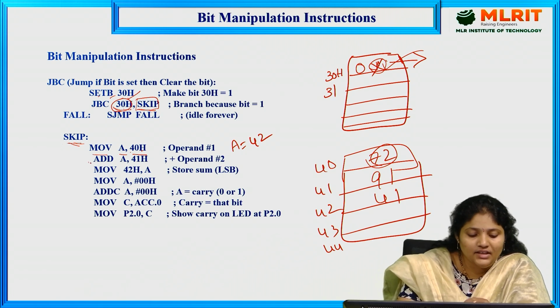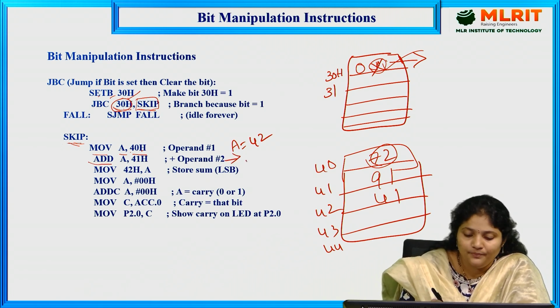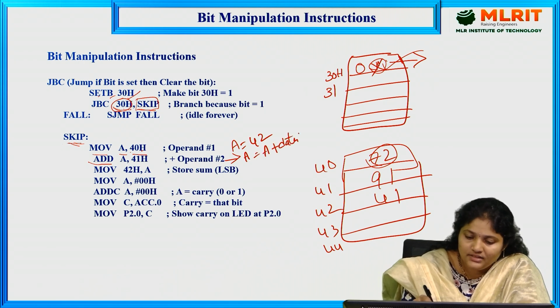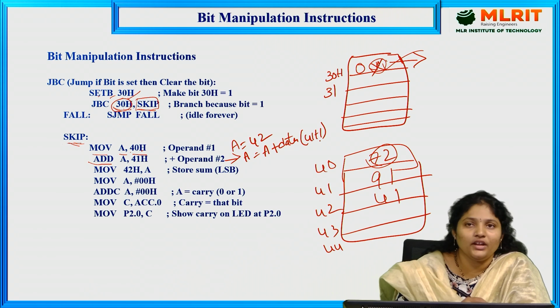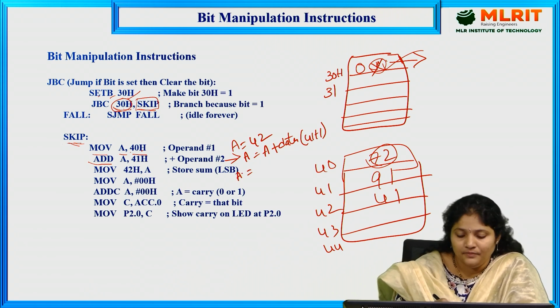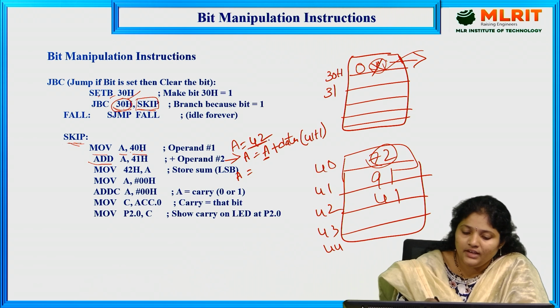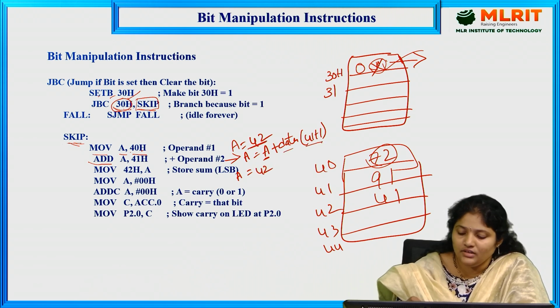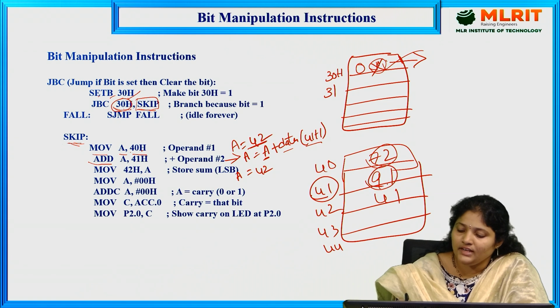Yes. Next one is ADD. How will this instruction perform? A is A plus the data present in the 41H location, right? Here the accumulator A. What is the data present in A? 72. And what is the data present in the 41H location? So 41H is this, and the data is 91.